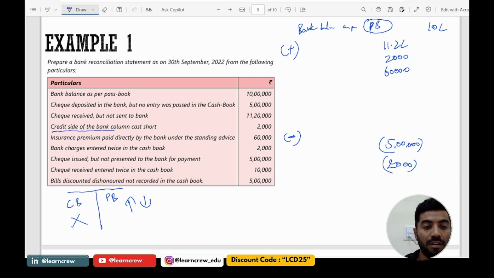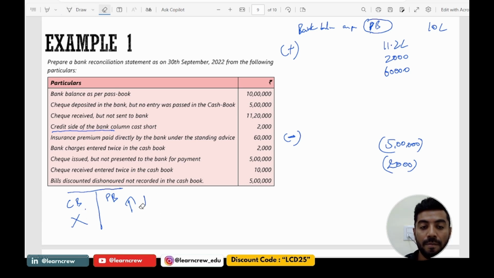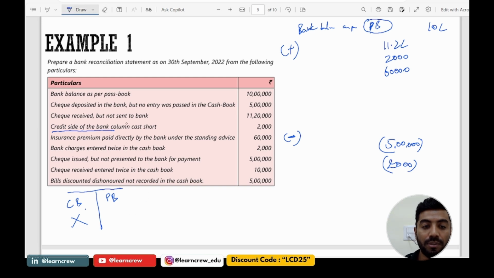Okay. Check issued but not presented to the bank for payment. The check has been issued in the cash book. If you're issuing the check in the cash book, which means for payment, the cash balance will be less. If the cash balance is less, what will happen? In the passbook, the balance will be more. In order to make it equal, we have to reduce it. That is nothing but 5 minutes.